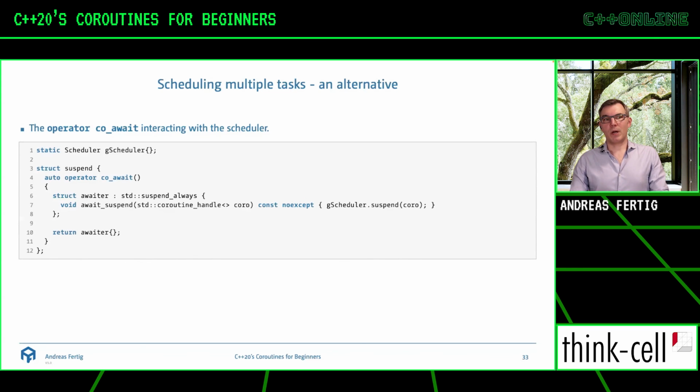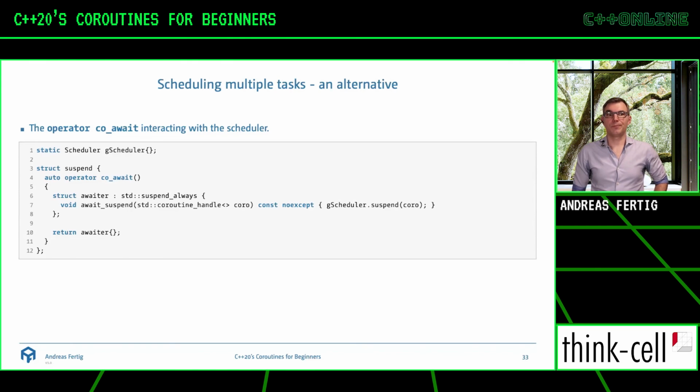This here now is the part we need to make co_await useful. So in line one, you can see I'm declaring this gscheduler object of type scheduler as a static. And then I'm having the struct suspend here. And suspend implements an operator co_await. So this is something we also got new in C++20, a new operator called co_await. This one is invoked when I say co_await on this type, or an object of this type to be precise.